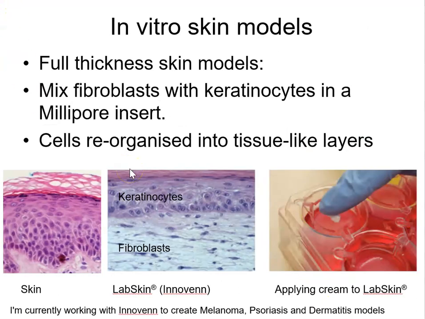And the final model I'm going to talk about are models of human skin, and this is more work that's been done in our lab. We work on creating full thickness skin models for non-animal testing of drugs and cosmetics. So this full thickness skin model that we create, we mix fibroblasts, which are the underlying connective tissue producing cells, with keratinocytes, which are your surface skin cells.